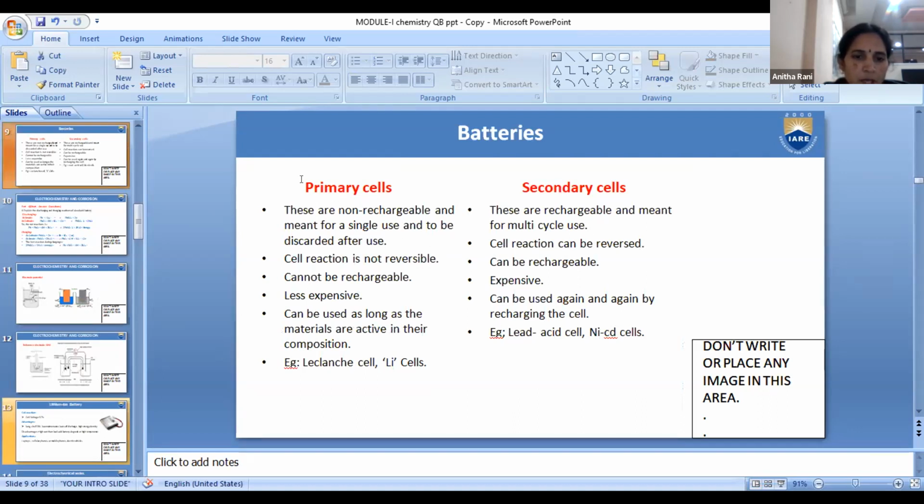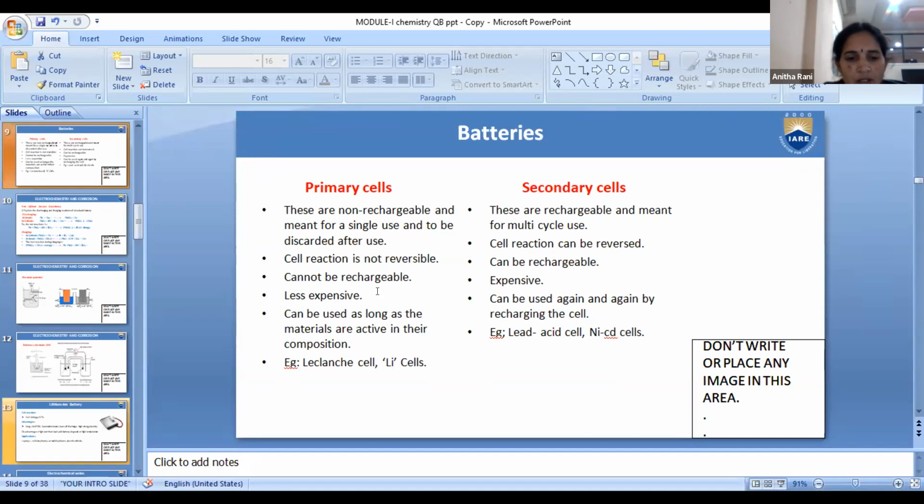You write these points. Primary cells are non-rechargeable and meant for single use and to be discarded after use. Secondary cells are rechargeable and meant for multi-cycle use. In primary cells the cell reaction is not reversible, while in secondary cells the cell reaction can be reversed. Primary cells are less expensive, secondary cells are expensive. Primary cells can be used as long as the materials are active in their composition. Secondary cells can be used again and again by recharging the cell.